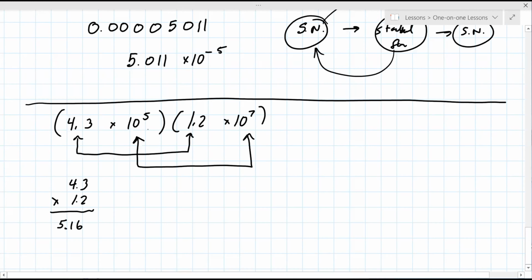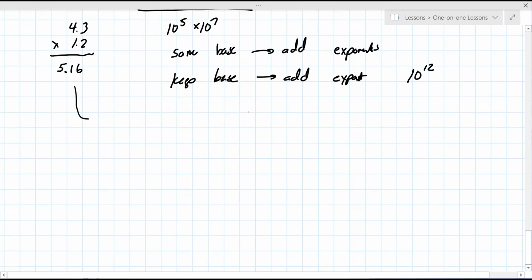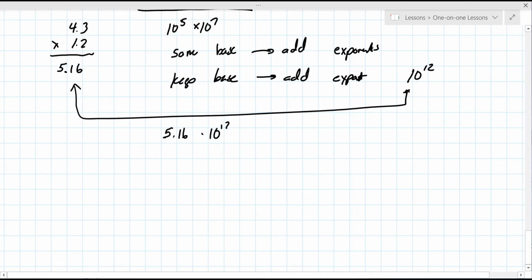Now, these numbers on the right here, 10 to the 5th times 10 to the 7th, they have the same base, which means you're going to add the exponents. Do you remember that rule from class or from a video you watched? Yes. So you keep the base, but then you add the exponents. So in this case, you would get 10 to the 12th, and then you pair these up. So your final answer is 5.16 times 10 to the 12th.